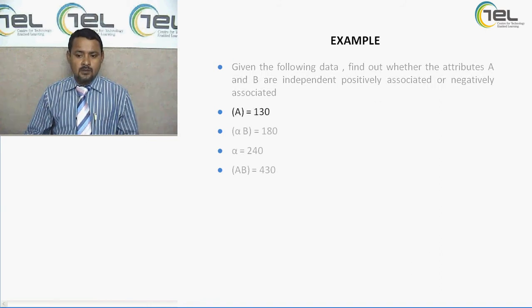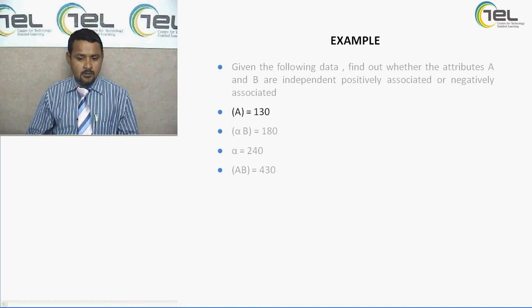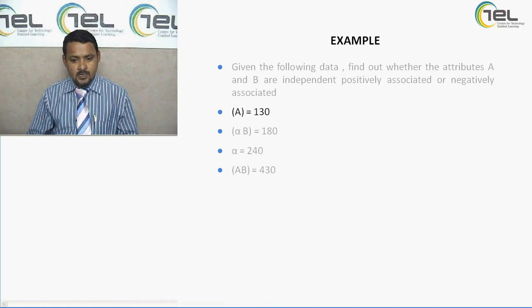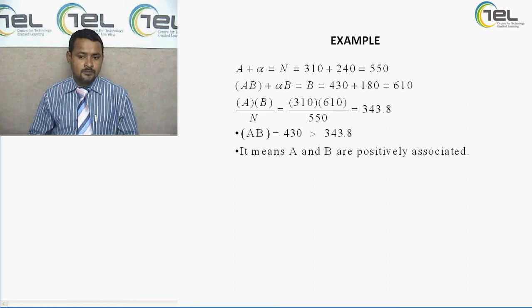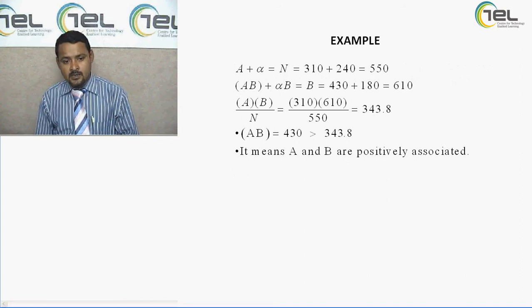We have taken another example. Given the following data, find out whether the attributes A and B are independent, positively associated or negatively associated. (A) is given to be 310, (alpha) is 240, (AB) is 430, and (alpha B), the opposite of (A) and B, is 180. We follow the principle that (A) plus (alpha) is N. So N is 310 plus 240, that is 550. (AB) plus (alpha B) is (B), which is 430 plus 180 is 610, so (B) is 610.